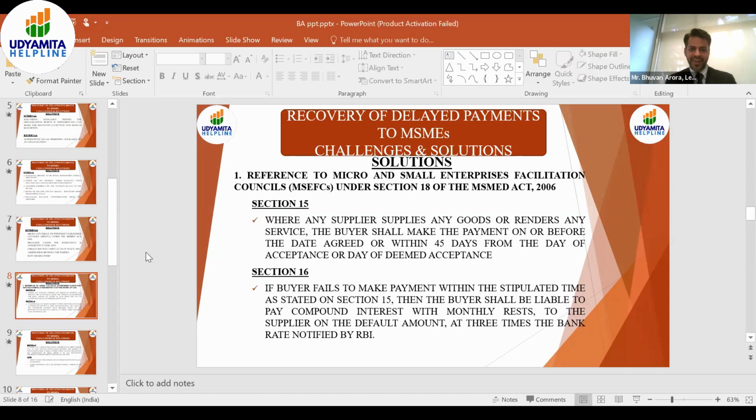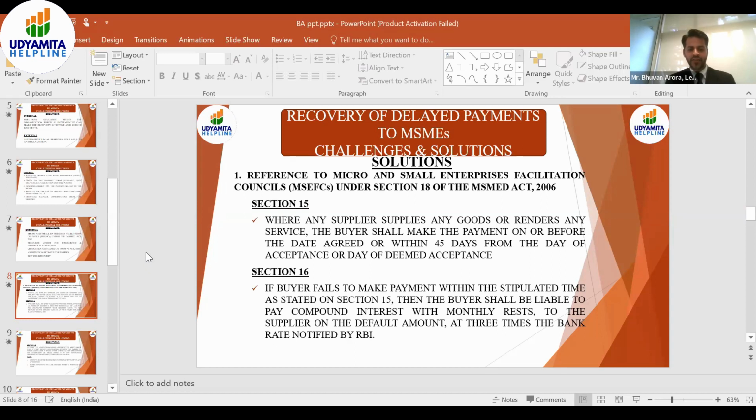It is embedded in the Act that when a buyer buys goods from a supplier and does not make payment within 45 days, he is liable to make delayed payment with interest, which will be 3 times the bank rate at compounding monthly rests. So what does that mean?